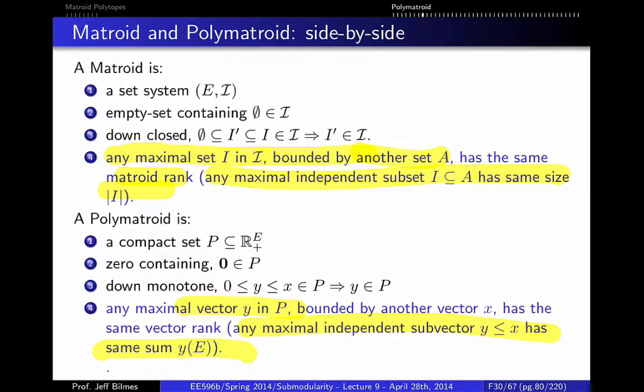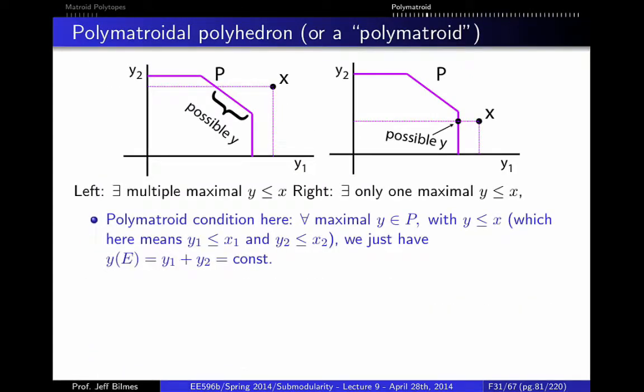Just in the same sense that the rank of a set X in a matroid is equal to the rank of the maximally independent subset of that set. So do you see the analogy? Does everybody see the analogy? So let's do some examples.